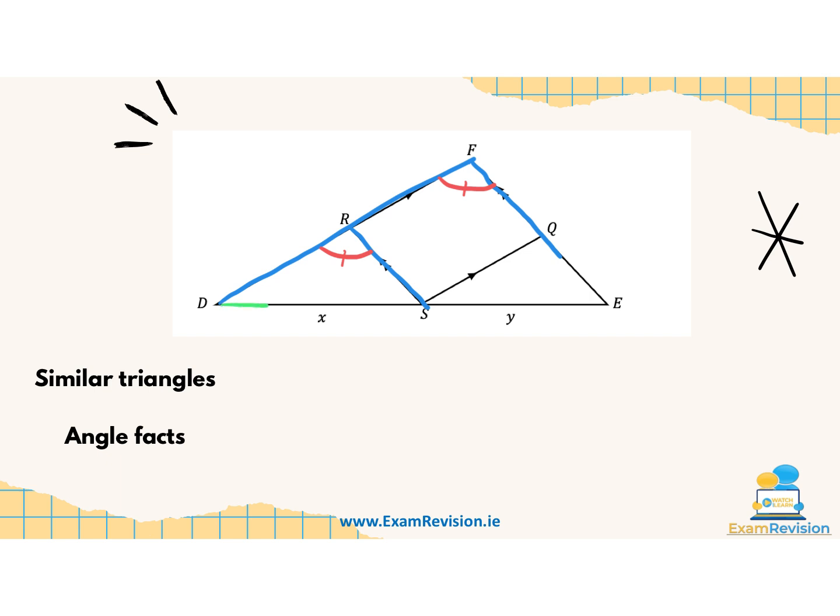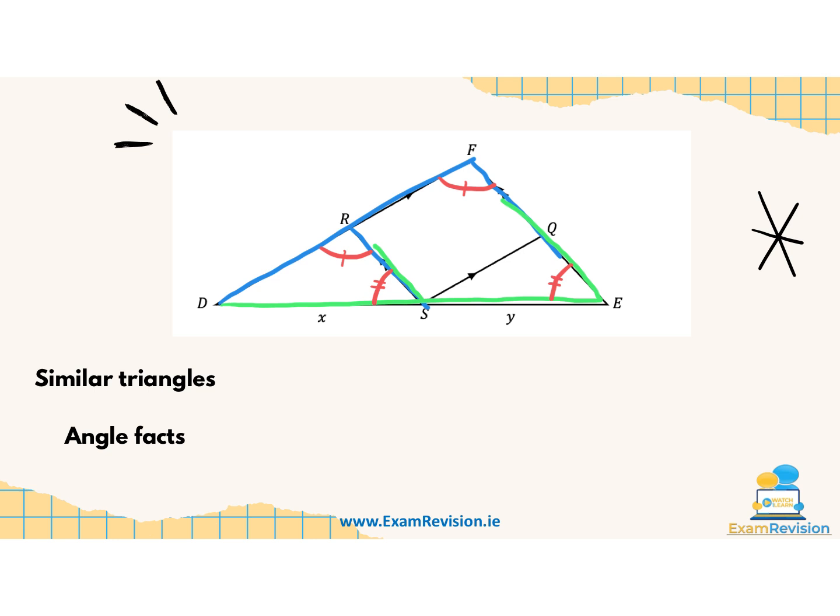Also, if I were to draw a line down along here and up across my parallel lines, then I'm again creating that F shape, and so my angles in here would also be equal. So I have the angle DRS is equal to the angle DFE, and the angle DSR is equal to the angle DEF. Now there's another angle that is also equal or common to both of those triangles.